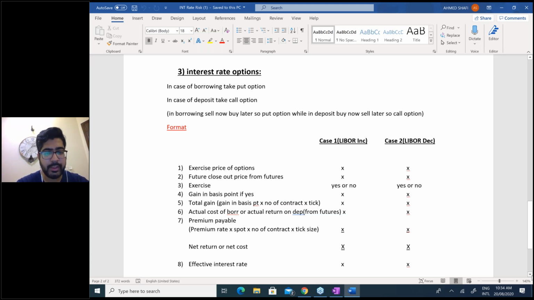So call. You have to make 2 columns: LIBOR increase and decrease, exercise price, futures closeout price. You get it from futures. Exercise yes, no. Gain in basis points if yes. Total gain. Then actual cost of borrowing or return on deposit, and premium payable. That's premium into spot into contracts into tick, and you get the net cost or return and convert it into effective rate.